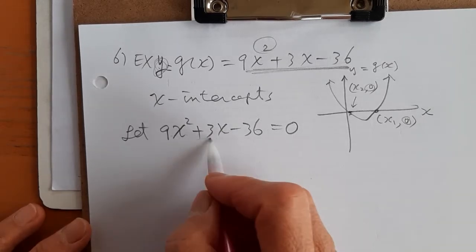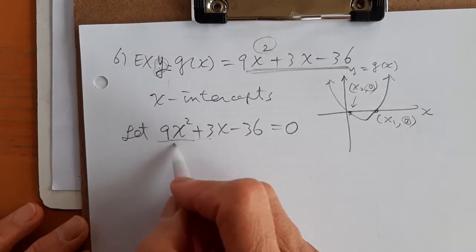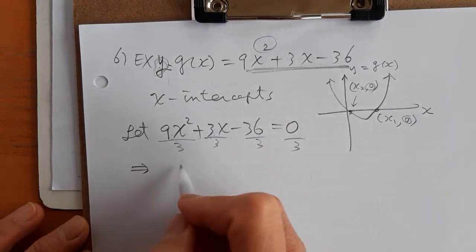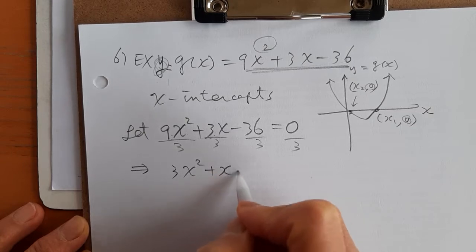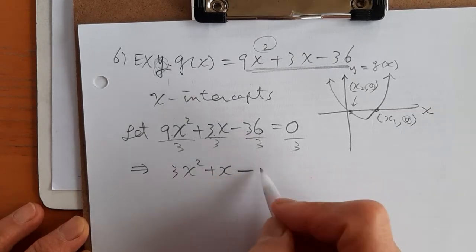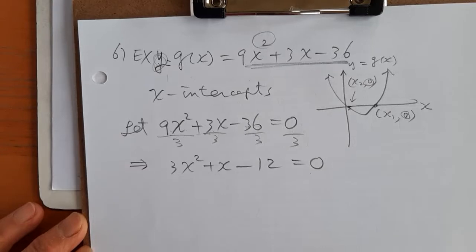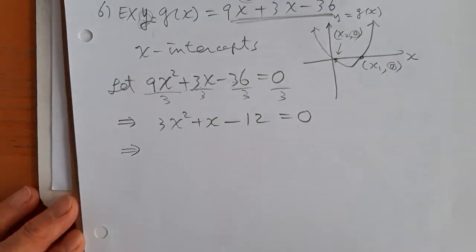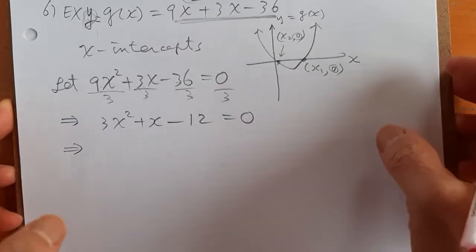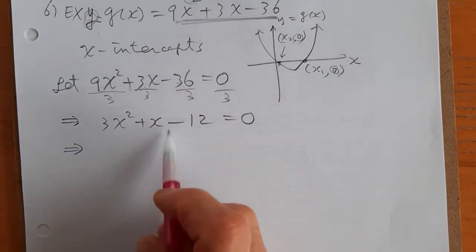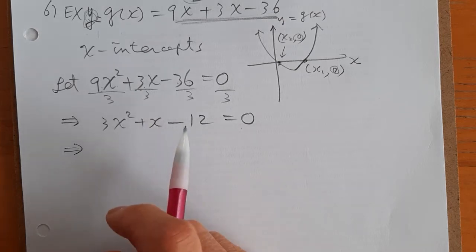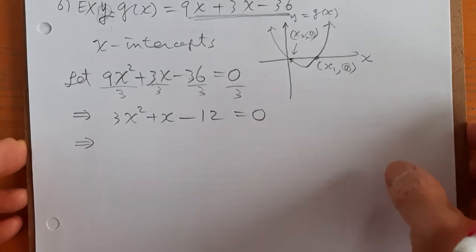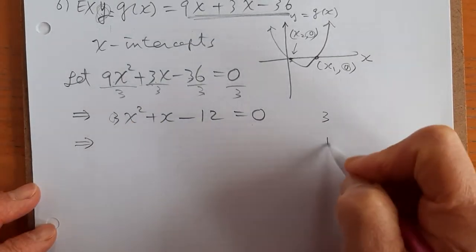So you look at this equation: they have a common factor of 3. So you divide by 3 and get 3x squared plus x minus 12 equals 0, since 36 divided by 3 is 12. Now try to factor it. If it can be factored, you do factoring. If it cannot be factored, you use the quadratic formula. But if you don't know how to factor, you can still use the quadratic formula and get the answer. Like 3, you can factor as 3 times 1.